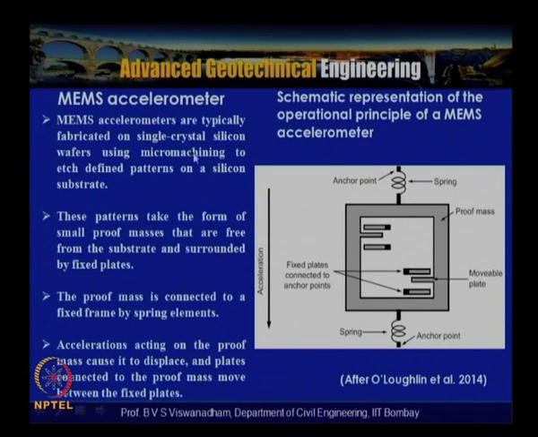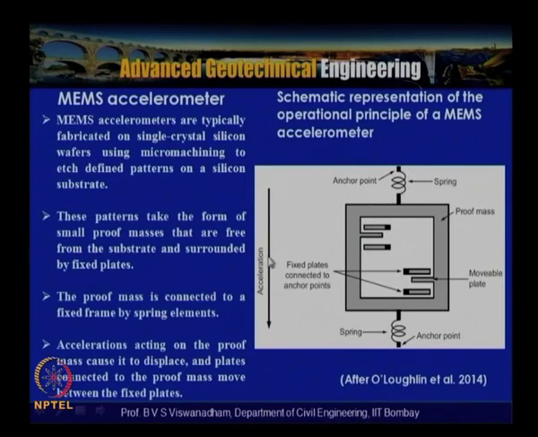MEMS accelerometers are typically fabricated on single crystal silicon wafers using micro machining to etch defined patterns on a silicon substrate. These patterns take the form of a small proof mass, which is shown here, that is free from the substrate and surrounded by fixed plates. These are the fixed plates, and the proof mass is connected to the fixed frame by spring elements.